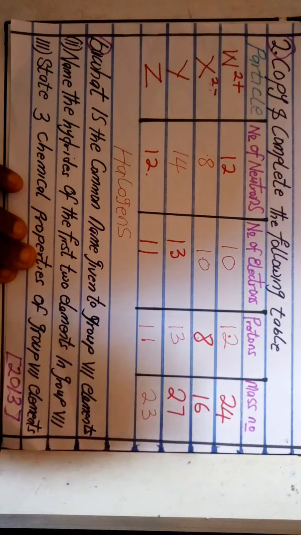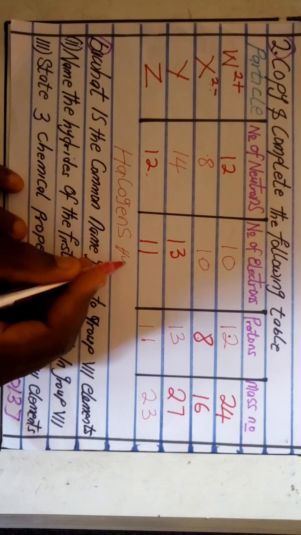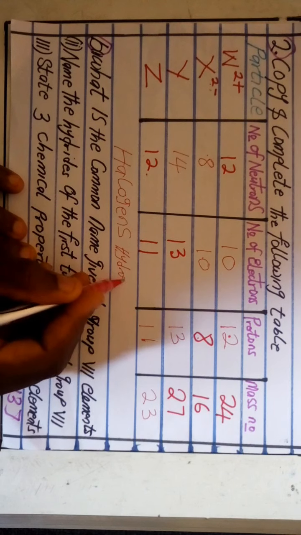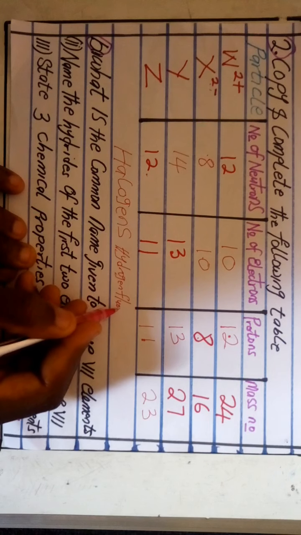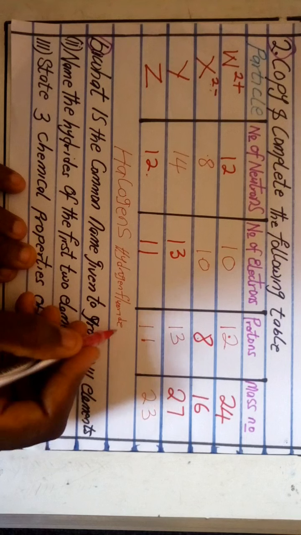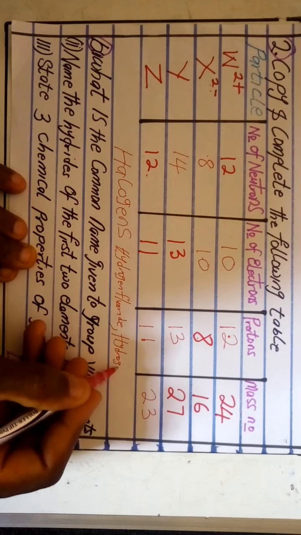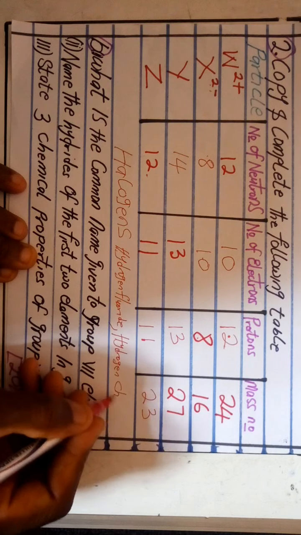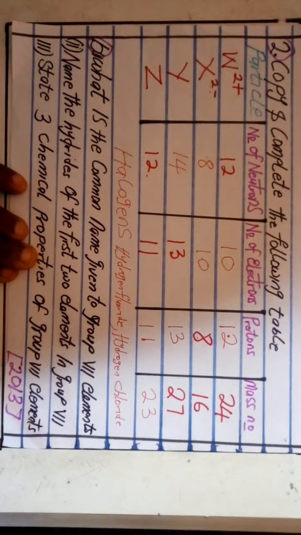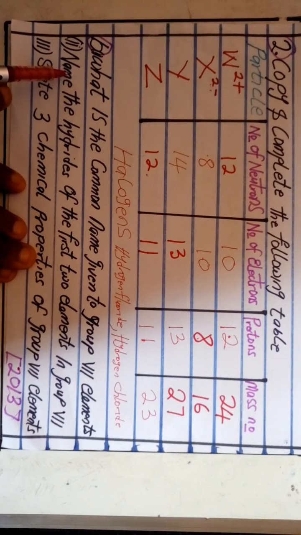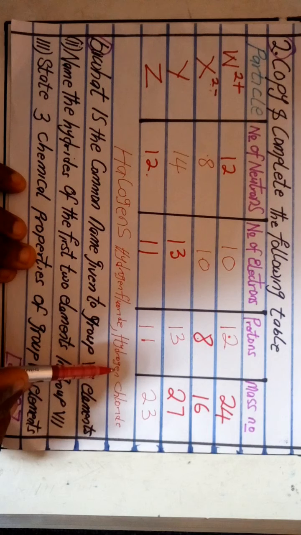So hydrogen fluoride, hydrogen chloride. So for this question, name 2 hydrides of the first 2 elements: hydrogen fluoride and hydrogen chloride.